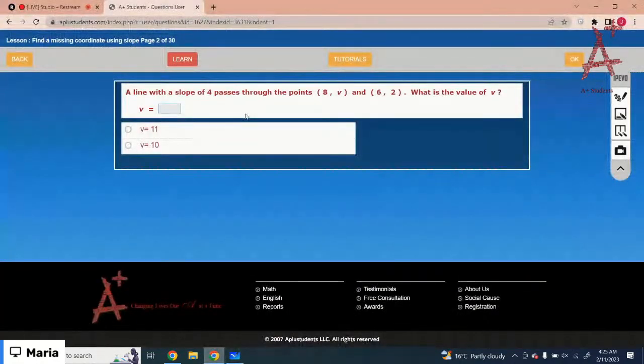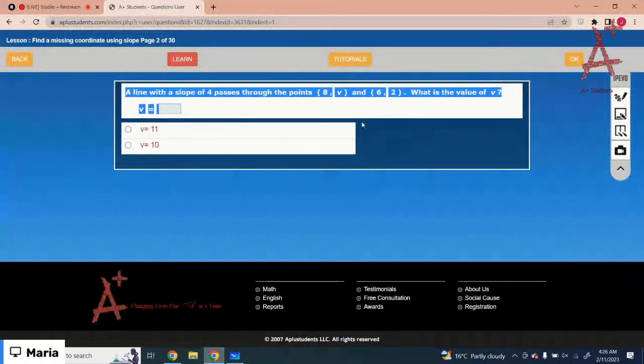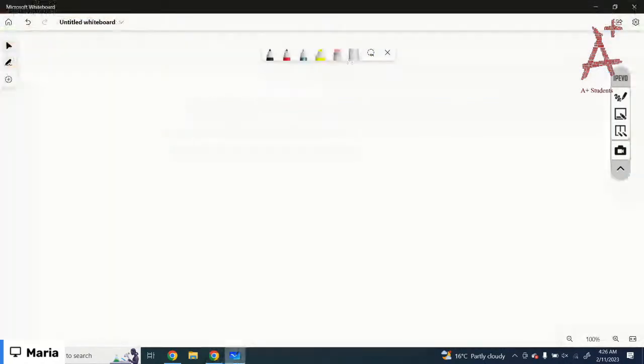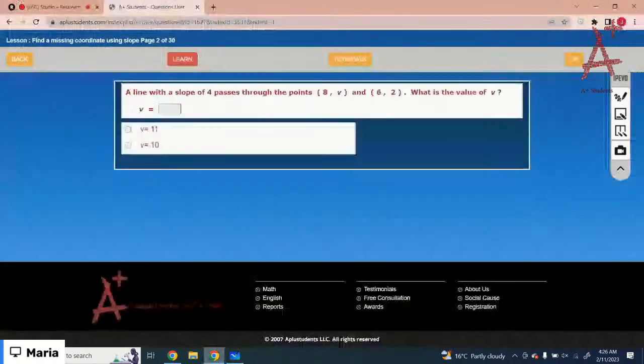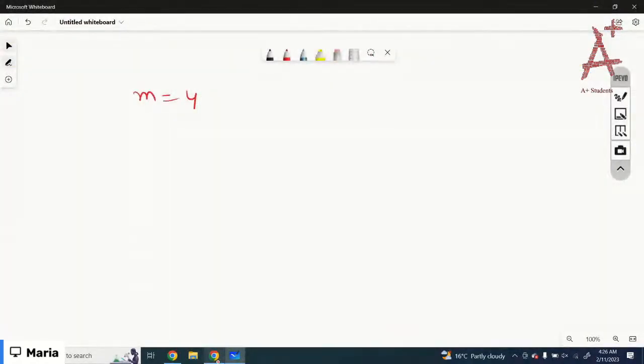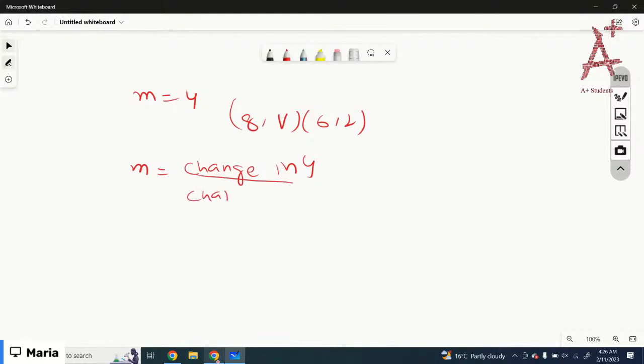A line with a slope of 4 passes through the points 8, v and 6, 2. Okay, slope is 4. Let me just write it down. M equals 4 and the points are 8, v and 6, 2. Okay, these are the 2 points. So use the slope formula, that is m equals change in y divided by change in x. Got it?